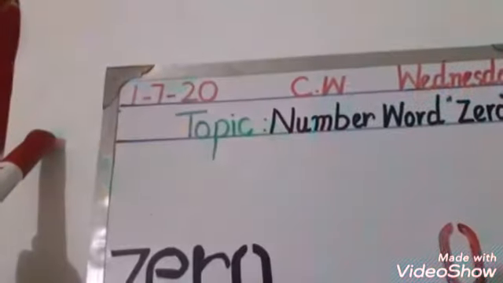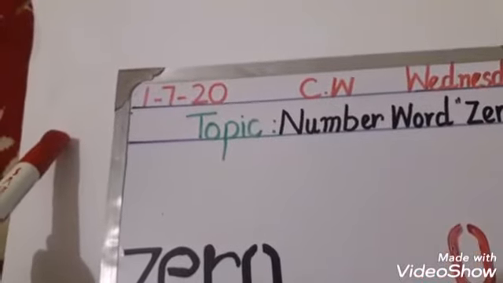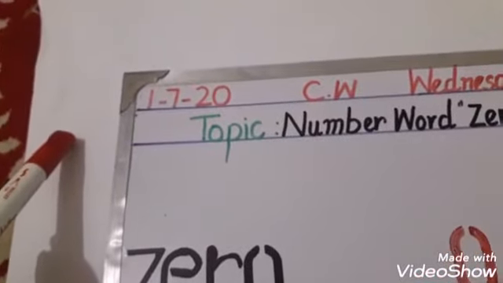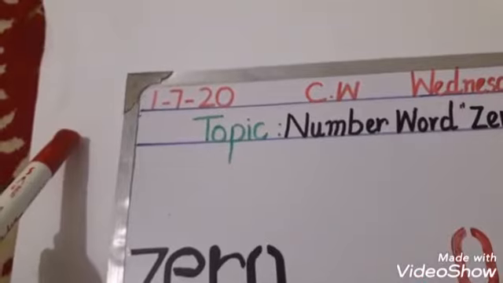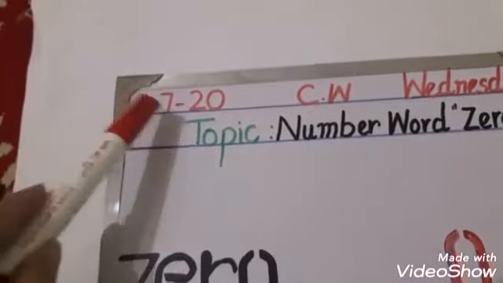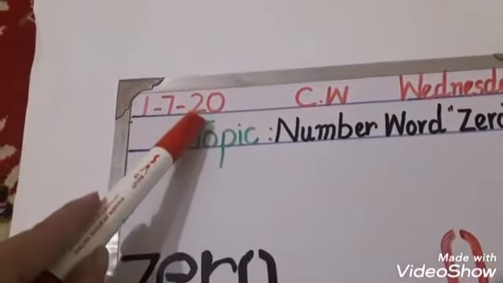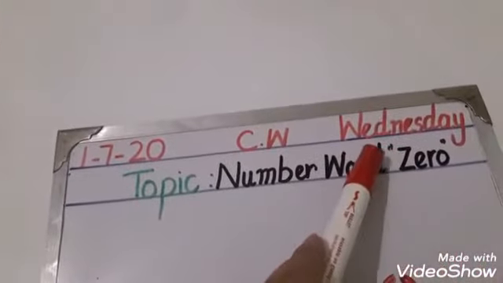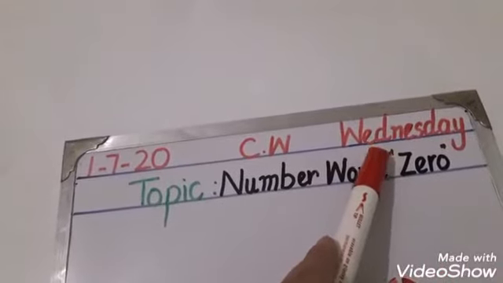Dear student, today is 1st of July, and July comes in the 7th month of the year. And what is the year? The year is 2020. And what is the day today? Today is Wednesday.